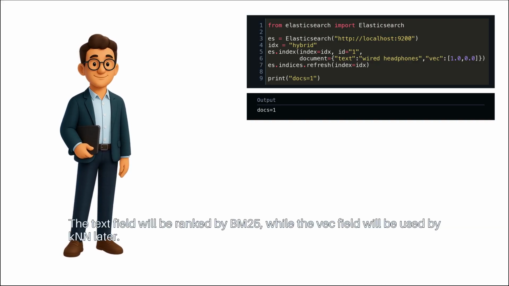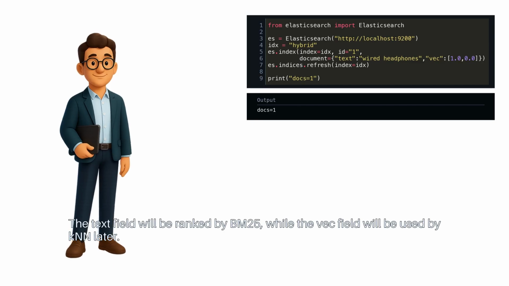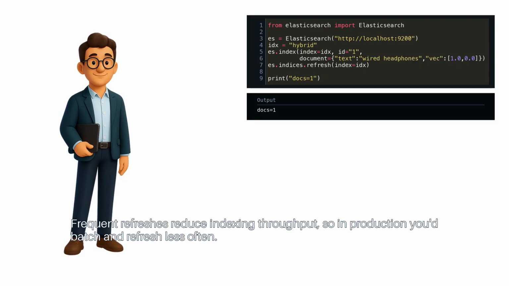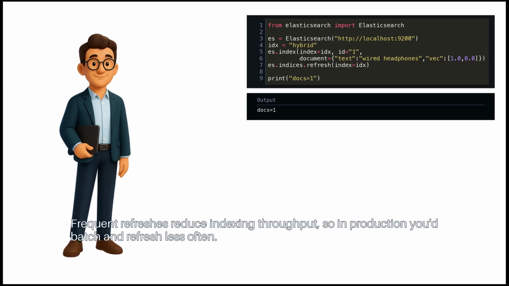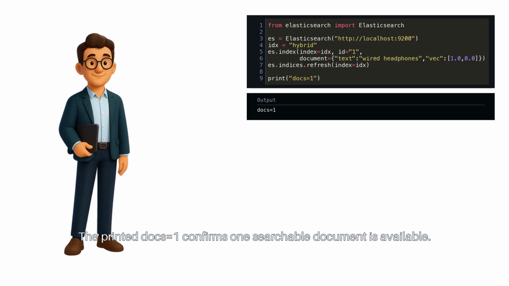The text field will be ranked by BM25, while the vec field will be used by kNN later. Frequent refreshes reduce indexing throughput, so in production you'd batch and refresh less often. The printed docs equals 1 confirms one searchable document is available.